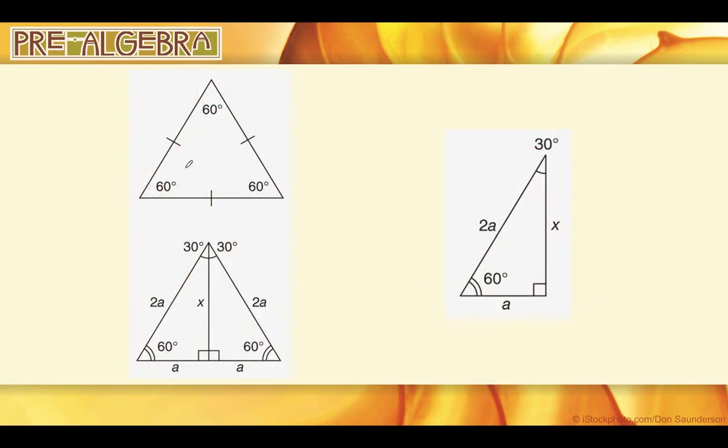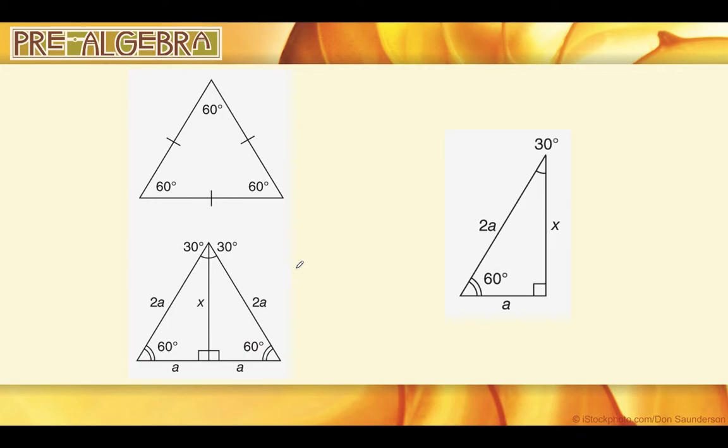What kind of triangle is this? Well, this is an acute equilateral triangle because all of the angles are acute angles and all of the sides are the same. Notice it's got 60 degrees for each angle, and the sides are going to be the same as well.